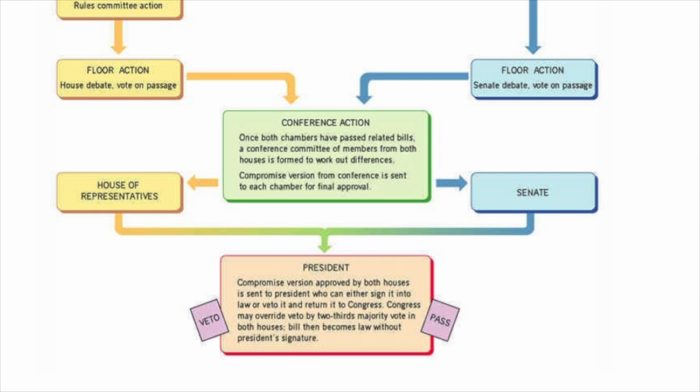From the floor action, it would be voted out. It would go to a conference committee if there are different versions between the House and the Senate bills, back to the House and the Senate for final passage, and then to the President for signature or veto.